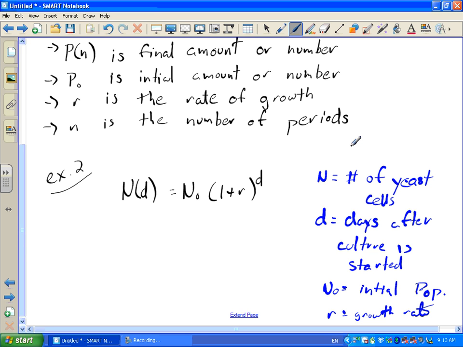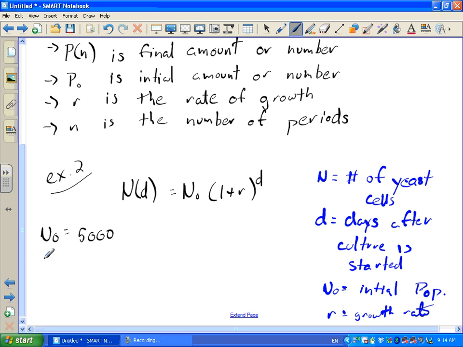What we're going to do first is we're going to get all of the variables we have, and we're going to put number values for them. So our initial population, which was our N at O, how many cells were in the culture did they tell us? 5,000. So our N at O is 5,000.